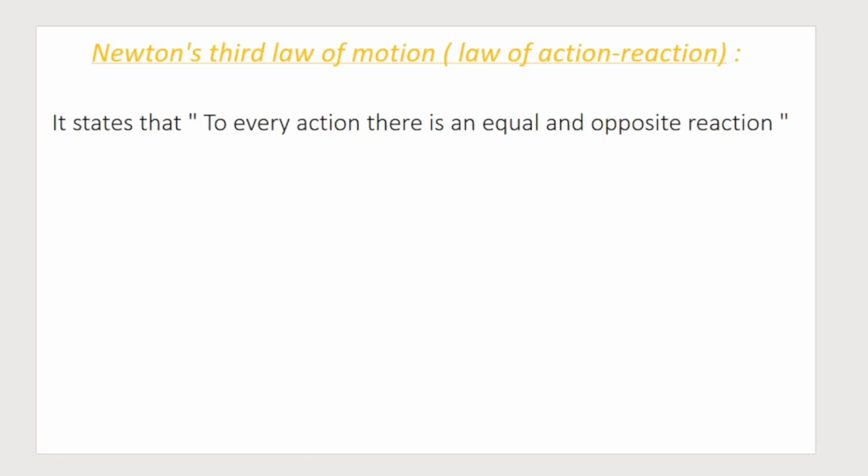Next topic is Newton's third law of motion, law of action-reaction. It states that to every action there is an equal and opposite reaction. For example, a body A exerts a force FAB on body B, and body B exerts a force FBA on body A. The addition of these two forces will give us 0 because they are equal and opposite, and plus and minus gives 0. We can also write it as FAB is equal to minus FBA.